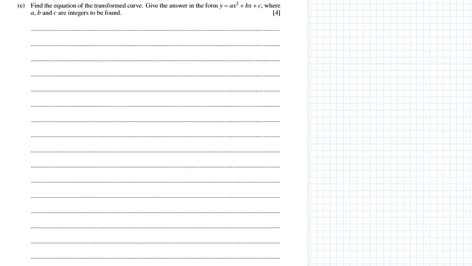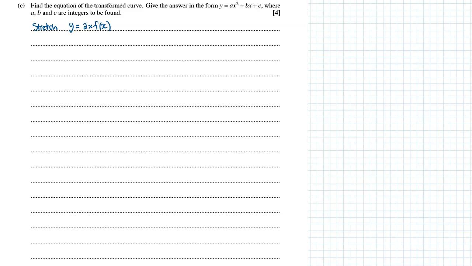Okay, in the last part, they ask us to find the equation of the transformed curve. So remember, it's stretched by 2 away from the x-axis, and then it's translated 4 in the x direction, and plus 1 in the y direction. Okay, so the stretch is done first. So when we are trying to find the transformed equation, we should do that first. And that's simply, we multiply the function by 2.